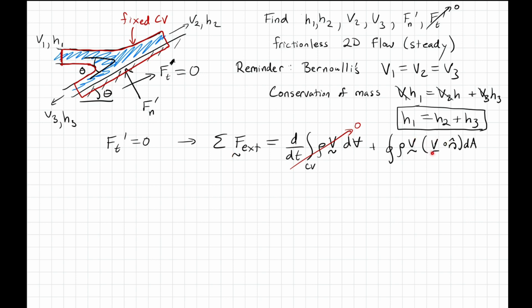Similarly, this term is a scalar, but this term is a vector, so this has two components. The left-hand side has two components, and the right-hand side has two components. So this is actually two equations, not one equation.